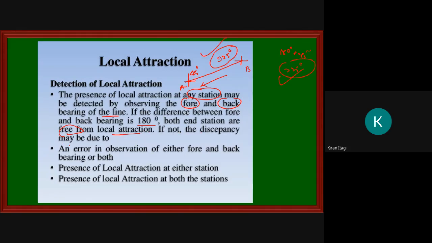If not, the discrepancy may be due to an error in observation, that you may have made some mistakes while taking the reading. Error in observation of either the forebearing or back bearing or in both. Presence of local attraction at either station, it may be at station A or station B. Presence of local attraction at both the stations, that is A and B.